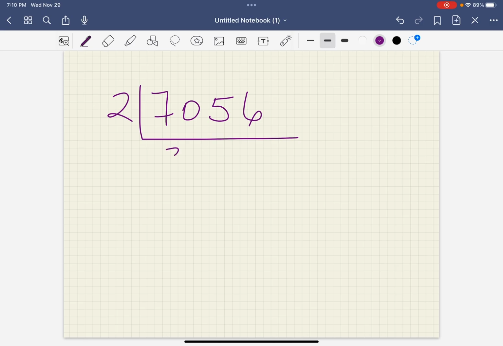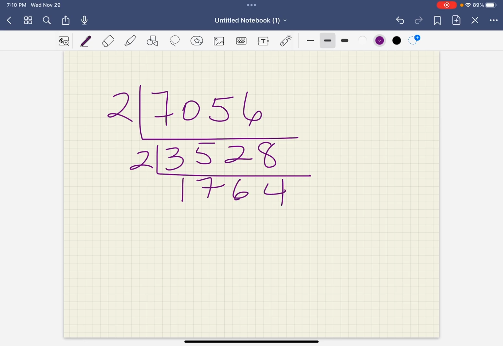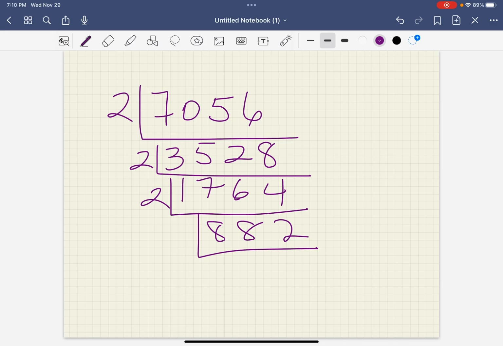So that'll be 3528. That's also even, so I'll divide by 2. 2 goes in there once, 15 is 7, 12 is 6, and 8 is 4. That's also even. So here we go by 2 again. That's 8, 16 is 8, and 2. Even again, 441. Now it's not even anymore.